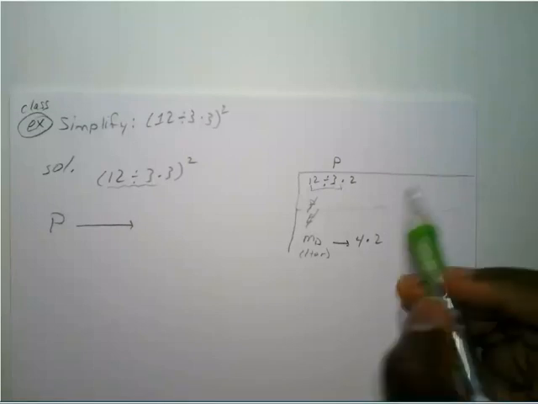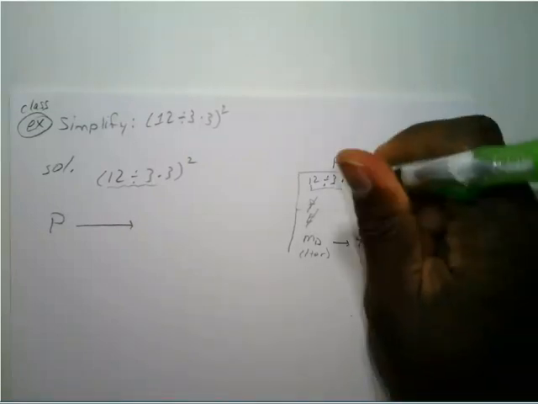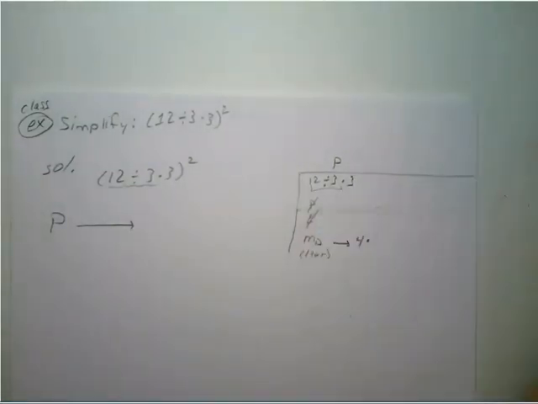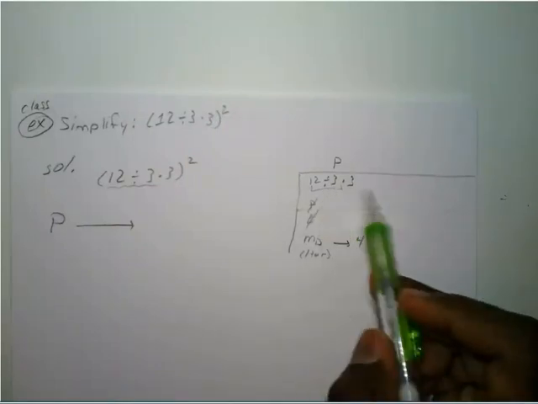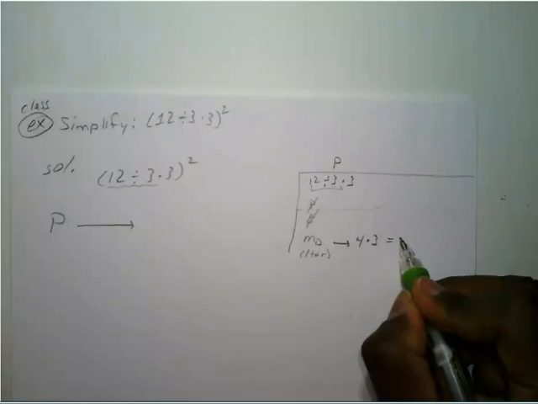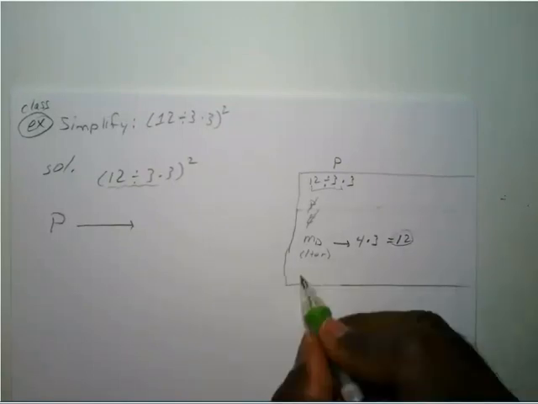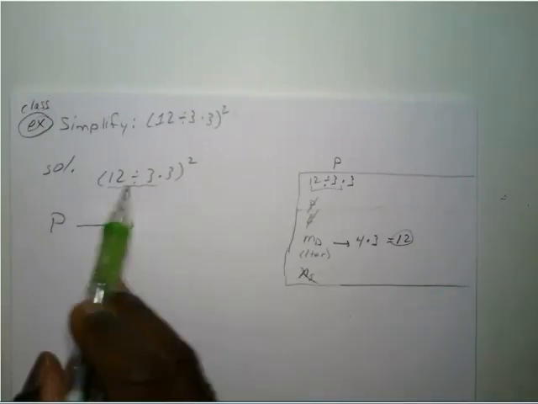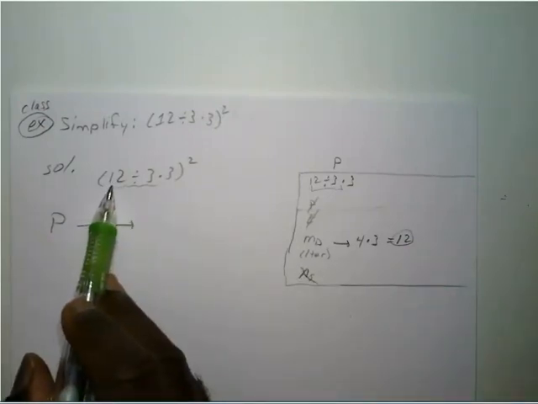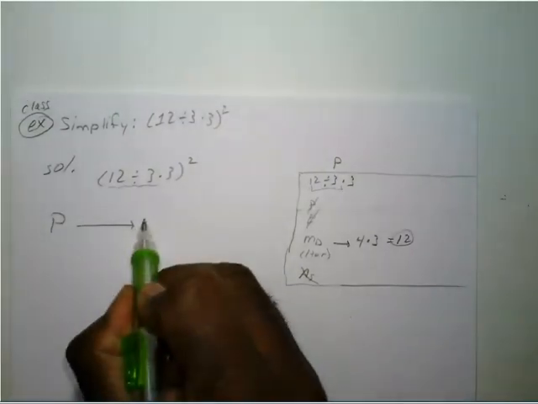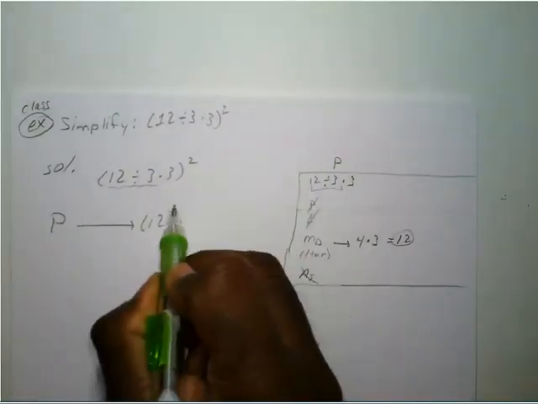Times 2. Oh, sorry about that, times 3. I don't know why I wrote that 2 there. And again, if you go from left to right again, you have 4 times 3, which is 12. And you don't have any addition or subtraction, so you can go ahead and skip that. So this gives you 12 divided by 3, which is 4, times 3, which is 12. So that becomes 12 to the second power.